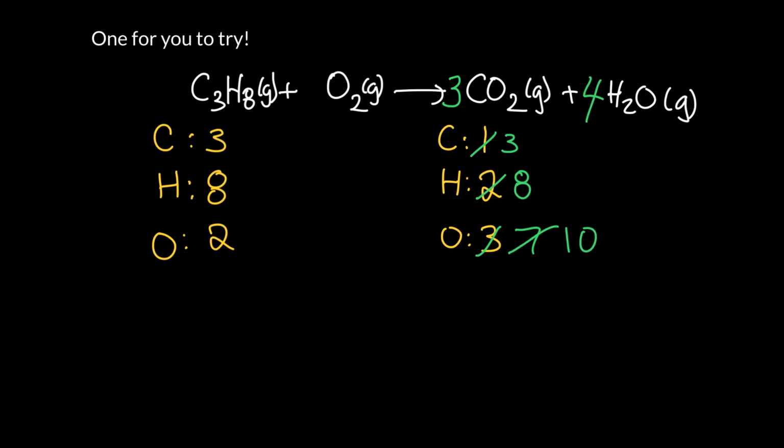So we've got one more thing here. We've got 10 oxygens on the right. We need 10 on the left. Since they come in pairs, we need to change the coefficient in front of the oxygen to a 5, and that makes it now 10 oxygens on each side. So we've got a balanced chemical equation.